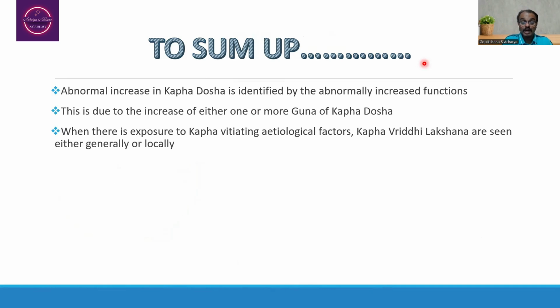To sum up, abnormal increase of the kapha bioenergy can be identified by abnormally increased functions. This can be attributable to the increase of one or more gunas of kapha dosha. It is mentioned: Snigdhoshito Gururmandah Shlakshnomrutsna Sthirah Kaphah, Ashtanga Hridaya Sutrasthana, first chapter. With the increase of one or more gunas or all the gunas, there may be the possibility of increase of the kapha dosha in the body.